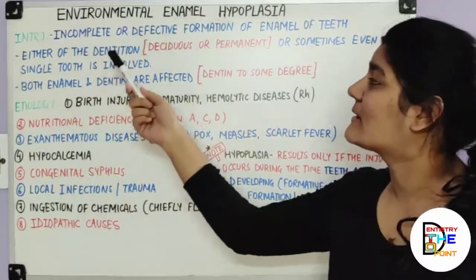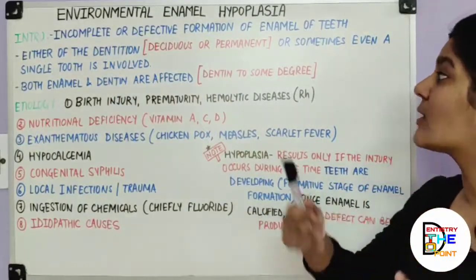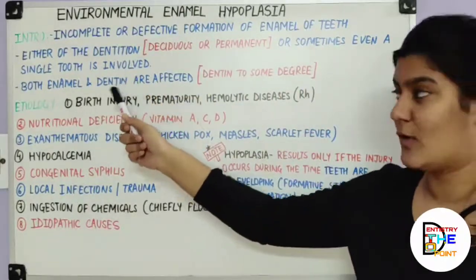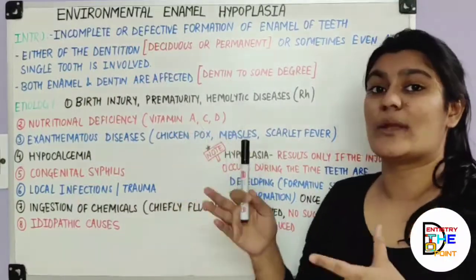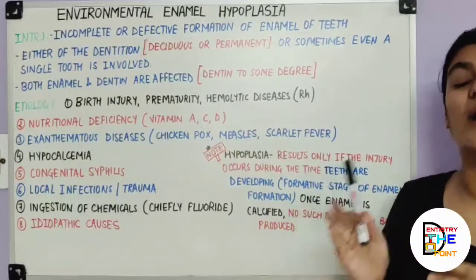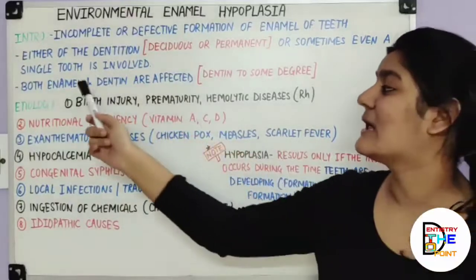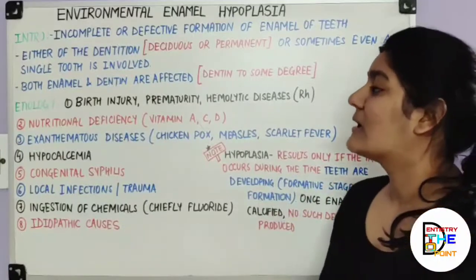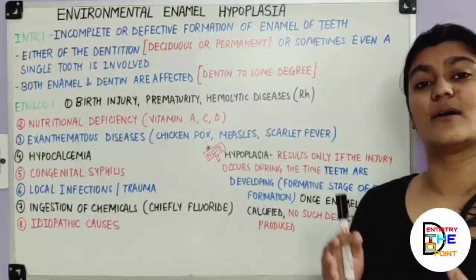In the environmental type of enamel hypoplasia, either dentition, the primary or the permanent, or both are involved, or even sometimes a single tooth is involved. Both enamel and dentine are affected. When you go and see amelogenesis imperfecta, the hereditary enamel hypoplasia, you will get to know that only the enamel was affected, but here dentine is also affected to some degree.